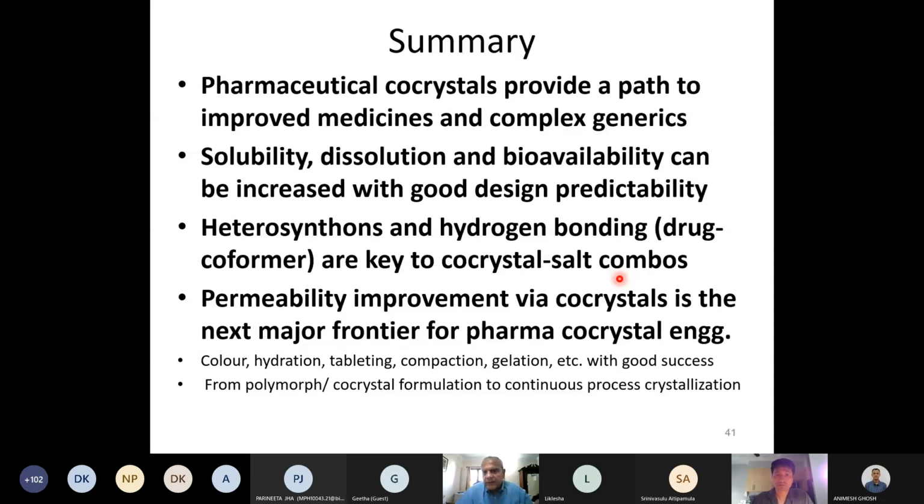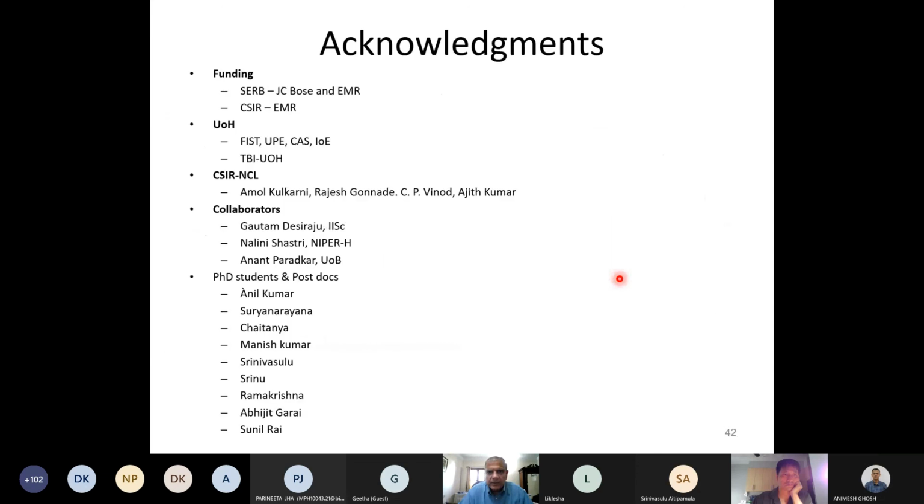Permeability is at the same stage that solubility was about a decade ago, I'll say. So while permeability is lagging behind, I think it will quickly catch up with solubility, which means whether it is solubility or permeability, we can modulate and improve it in a systematic way for drug pharmaceuticals.